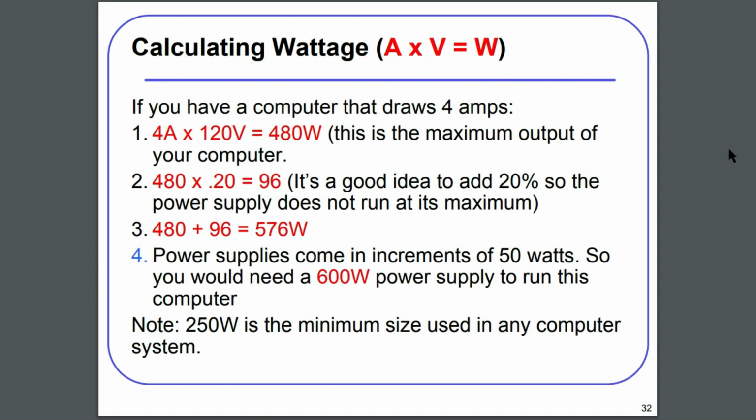In this slide we can check how to calculate wattage. Amperes times volts equals wattage. If we have a computer that draws 4 amperes times 120 volts, that equals 480 watts. This is the maximum output of your computer. And 480 times 0.20 equals 96. It's a good idea to add 20% so that the power supply does not run at its maximum. So 480 plus 96 equals 576 watts.